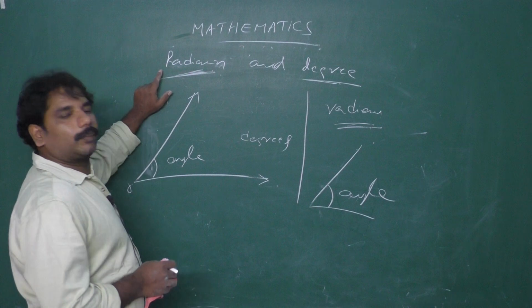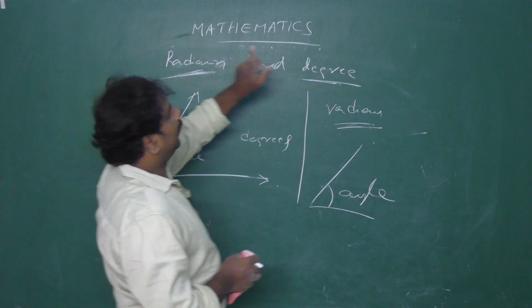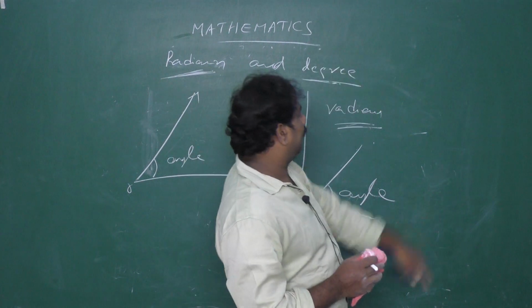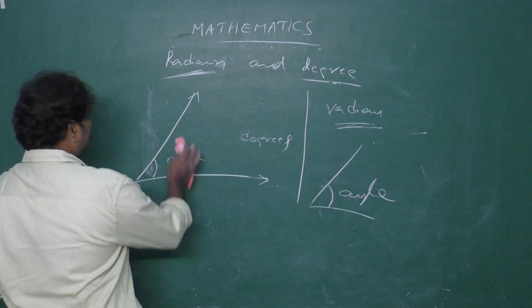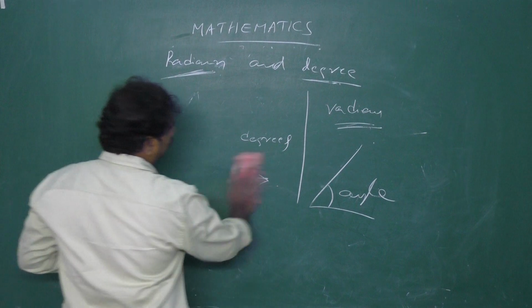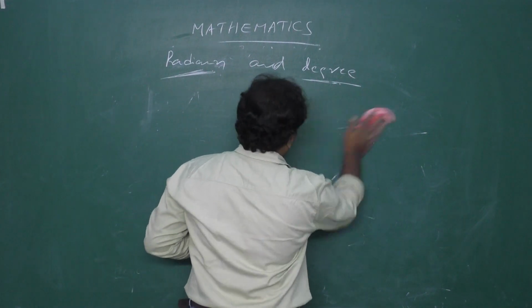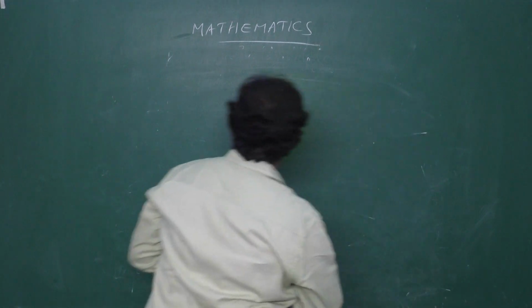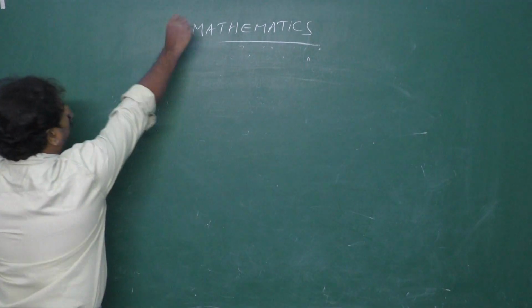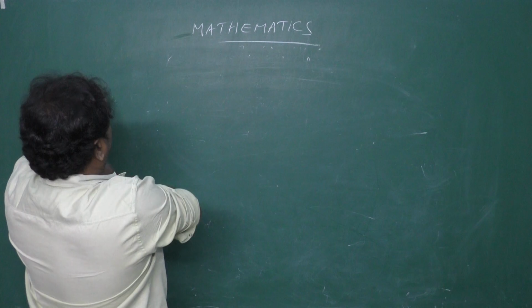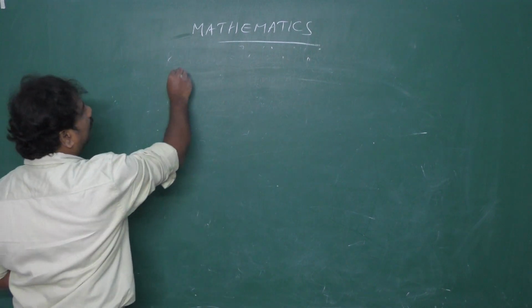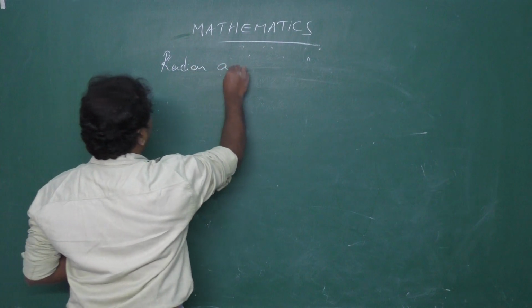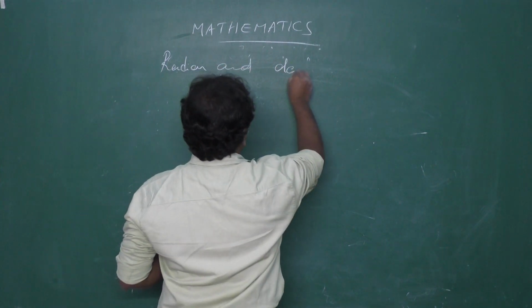In the radian system, we measure the angle in radians. In the sexagesimal system, we measure angles in degrees, and in the gradient system, we measure angles in grades. But now I am going to give brief information about the relation between radian and degree.